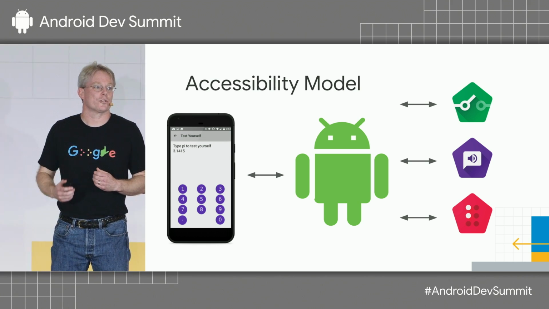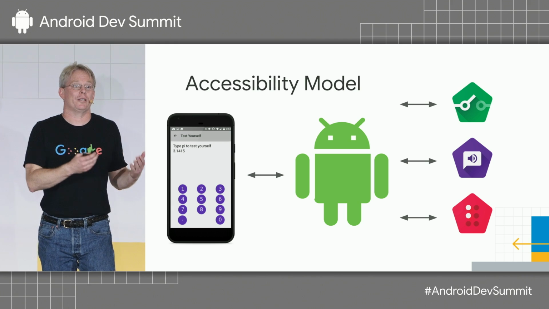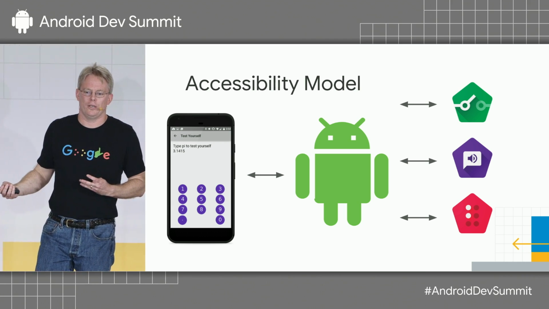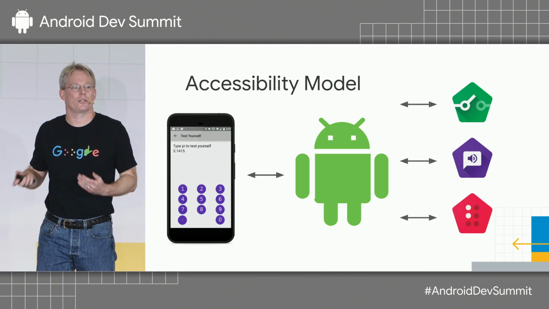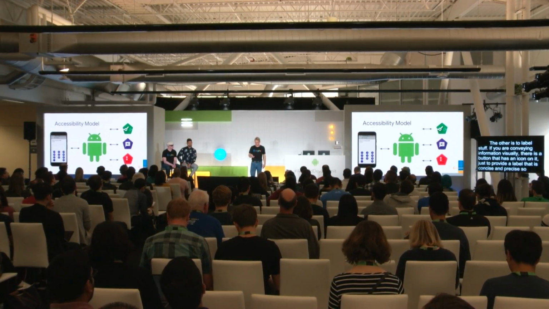And the other is to label stuff. If you're conveying information visually, particularly if there's a button that just has an icon on it, just provide a label. And these labels should be concise and precise so that users who are not able to see the screen can find out what they do.